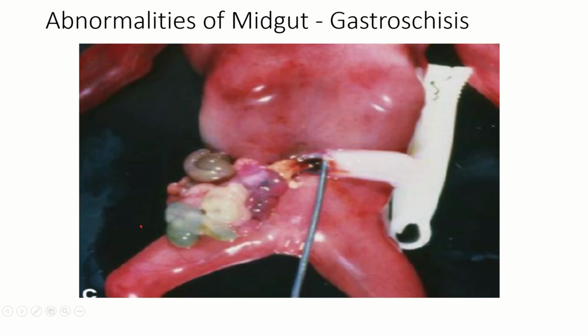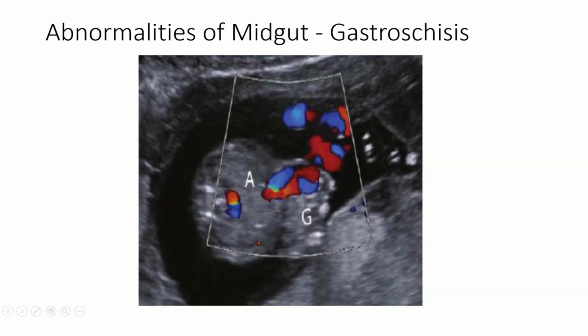And here you can see the gastroschisis, where there is a defect in the anterior abdominal wall. Earlier, in the omphalocele, there was no defect in the anterior abdominal wall. It was failure of re-entry of the gut loops. But here there is a defect in the anterior abdominal wall, and the abdominal contents are protruding out. Here it is not covered by the amnion. Here you can see the gastroschisis, not covered by the amnion, no round contour.